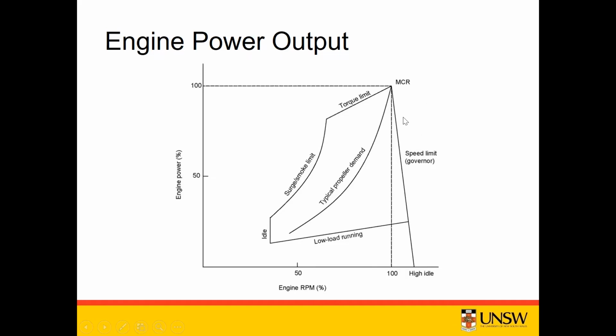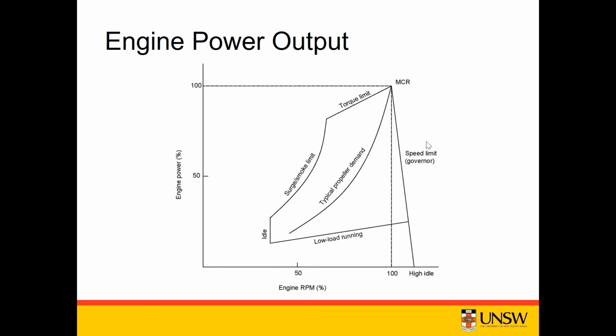Oh, and this is the governor run out curve here, typically from the MCR RPM to what's called the high idle or no load RPM. And typically that's about 10% greater than the MCR RPM. So if you, for example, have a diesel engine running at 2000 RPM at the MCR, the high idle RPM will be 2200 RPM.